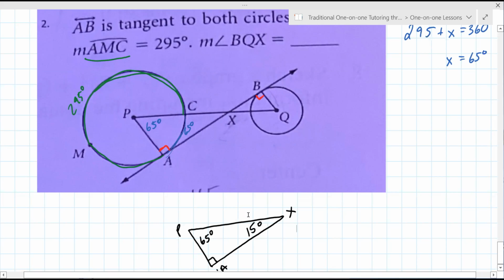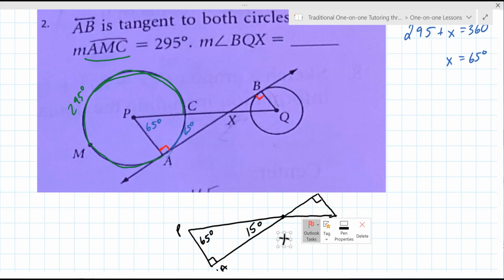So is that okay that this angle right here is 15? Yeah, because 90 plus 65 plus 15 creates... So if I extend the drawing a little bit more, which other angle is also 15 degrees in this triangle? X. So the vertical angles are congruent. So on this other side, it's 15. Do you see that? 15 and 15.